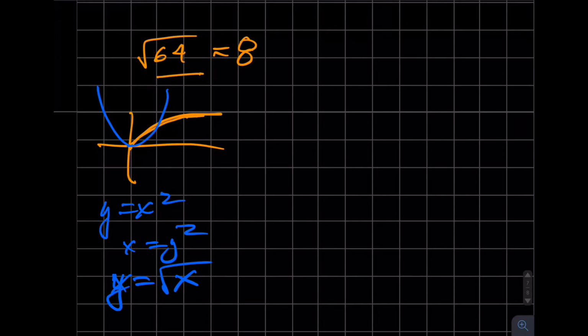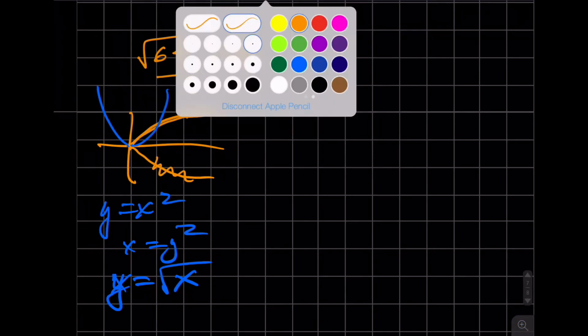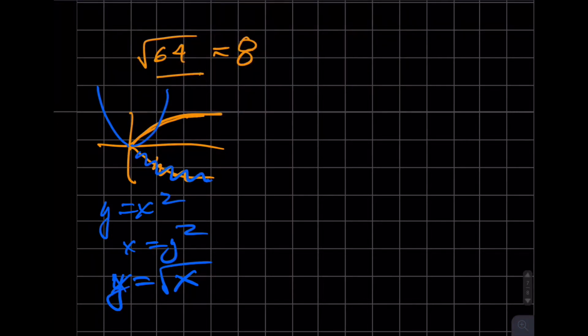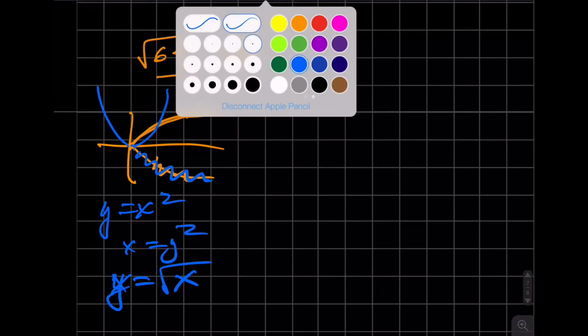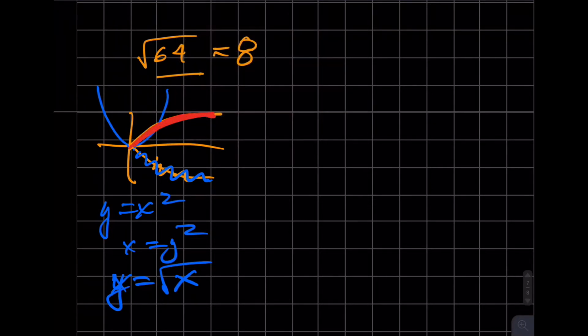But if I plotted that, it would end up looking like this whole thing. But because this portion makes the function not a function, we eliminate it, and we only keep this upper portion, the positive part. So it can only be positive.